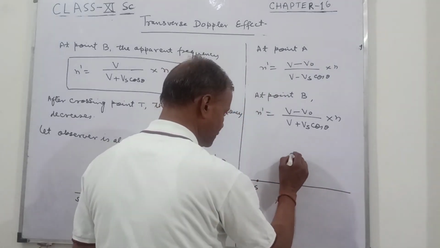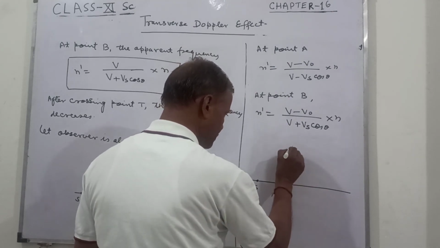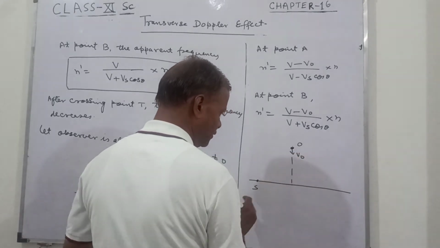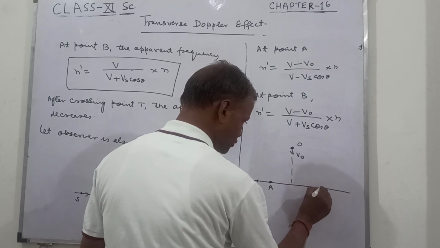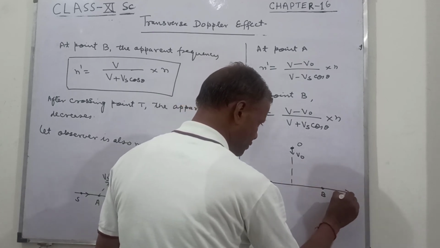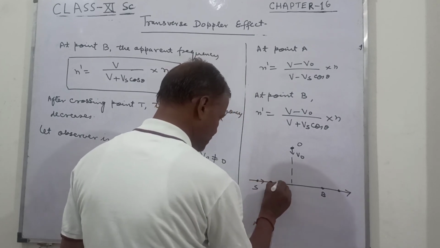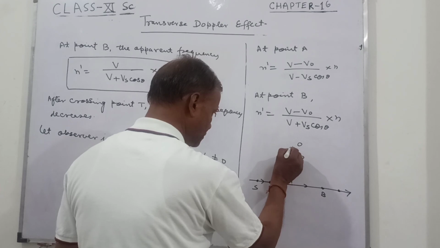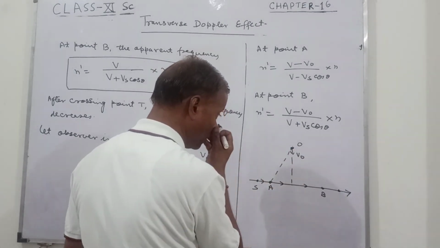Suppose this is the source, this is the observer O moving with this speed V naught, and here we will have this point A, and this is the moving sound source, like this.